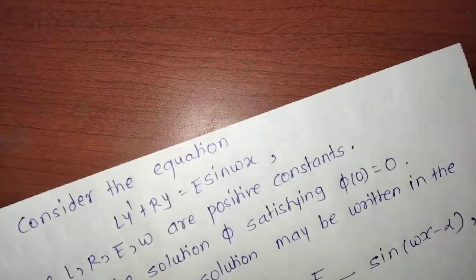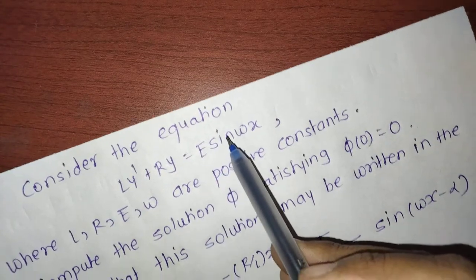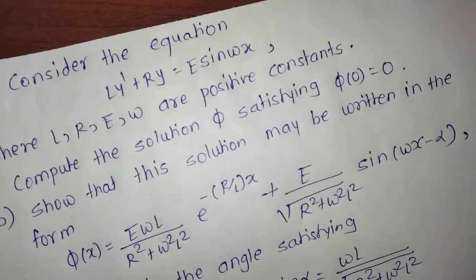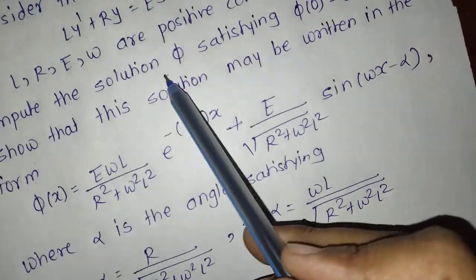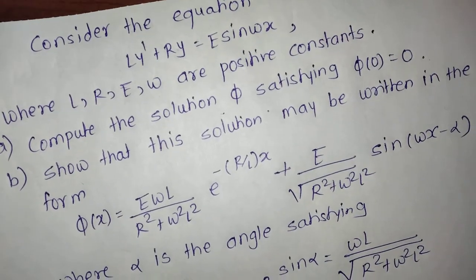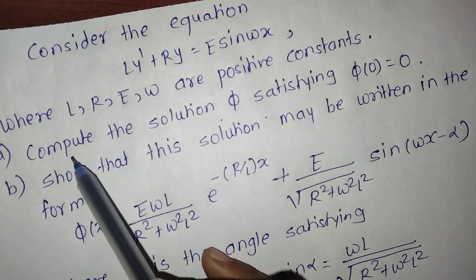Now next example, consider the equation L y' plus R y is equal to E sin Wx, where L, R, E, W are positive constants. First, compute the solution phi satisfying phi of 0 is equal to 0. Means here our job is to find the value of the constant.